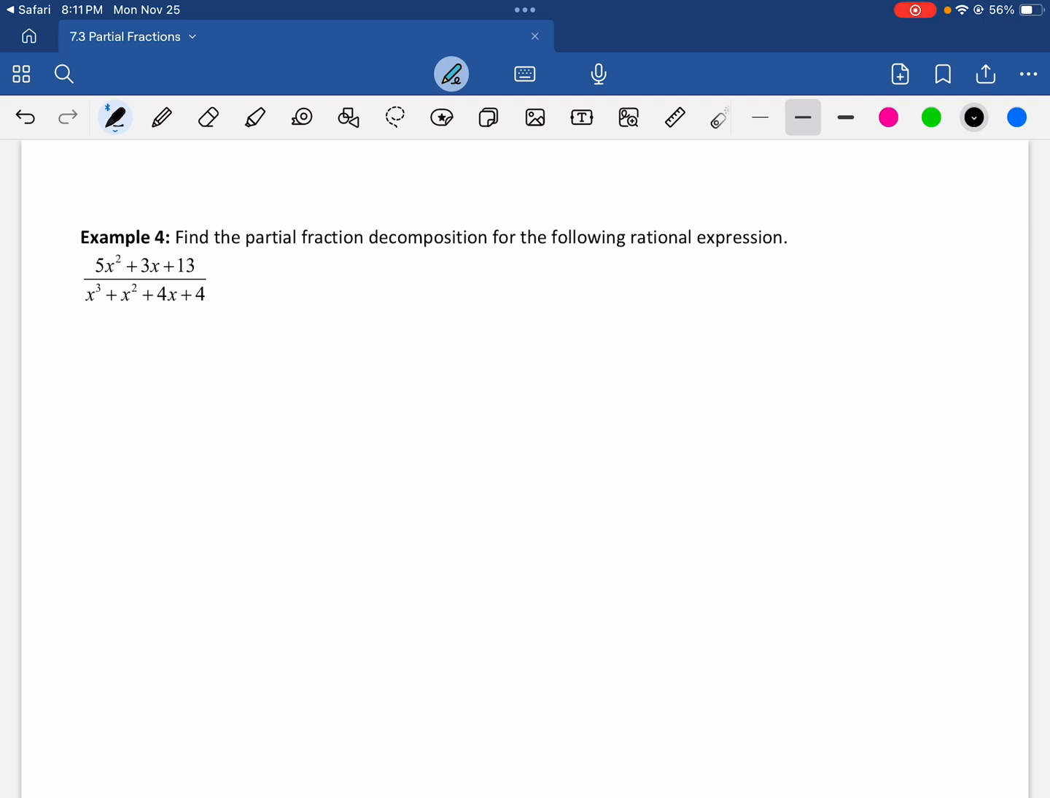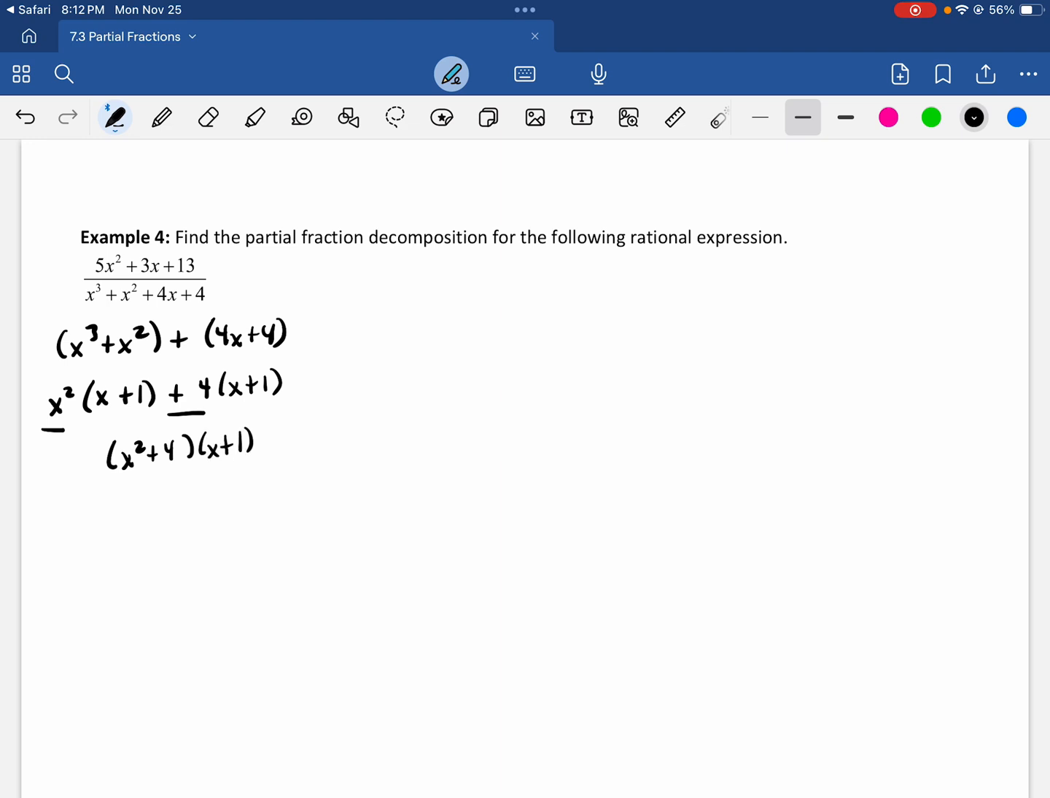I see that it has 4 terms, so I think I can use grouping to factor it. The GCF of the first group is an x squared, which leaves us with an x plus 1. The GCF of the second group is a 4, which leaves us with an x plus 1. So then I take the x squared and the 4. They become my first factor. And x plus 1 is my second factor. So that makes my LCD x squared plus 4 times x plus 1.